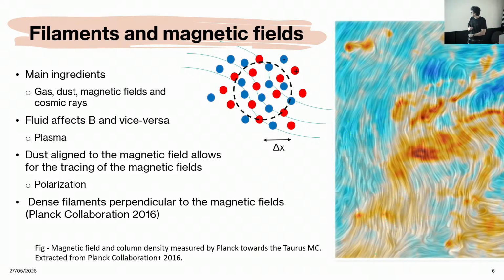And here is an example of a molecular cloud, Taurus, observed by Planck, and these lines here, as you can see, are the projected magnetic field in the sky. You can see that we have less dense structures aligned with the field at the same time that we have these dense regions perpendicular to the field. So how can we understand that?